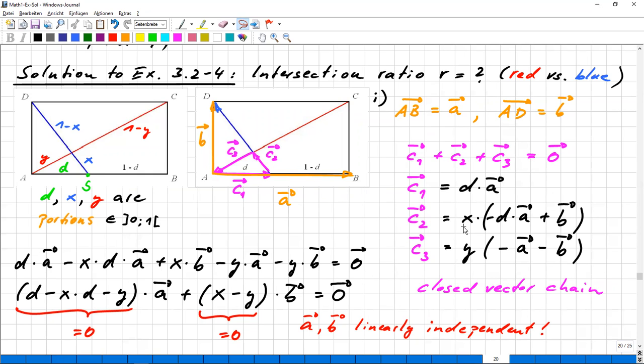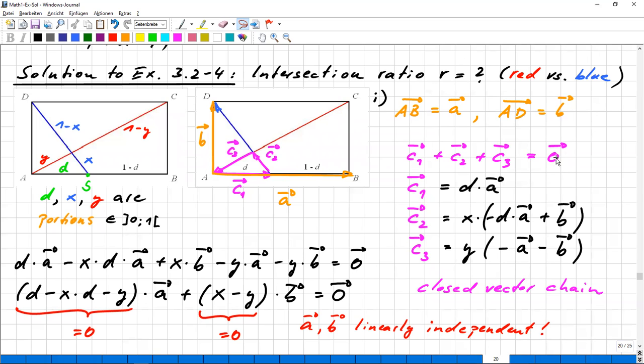I just remove the parentheses. You see, the next term is x times minus d times vector a, and then plus x times vector b. And then finally plus the third vector, which, removing the parentheses, is y times minus a. You see it here: minus y times a, and then also minus y times b vector. That's all I have. This is still a valid and visible closed vector chain.